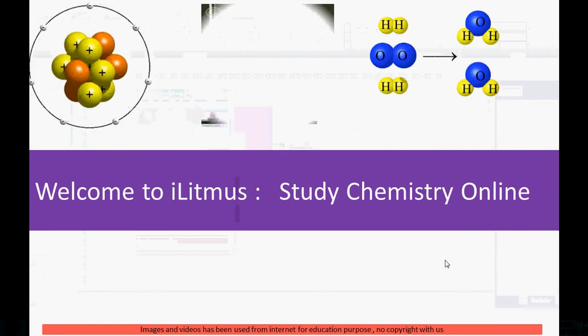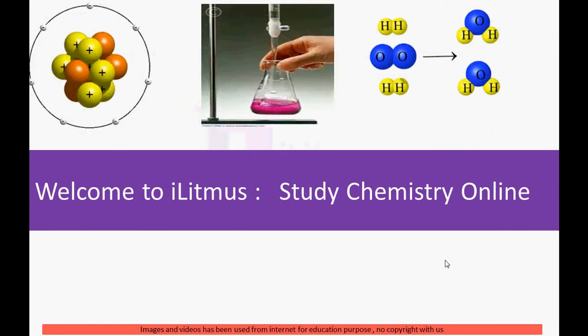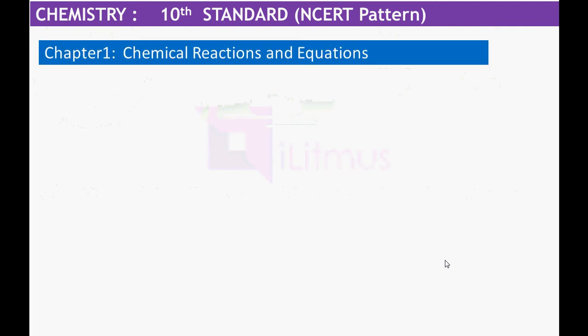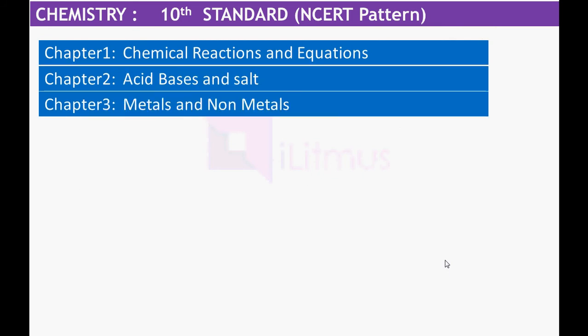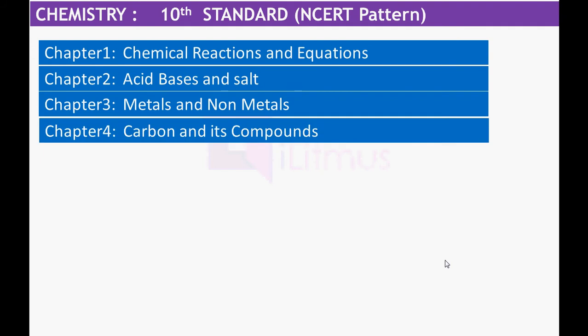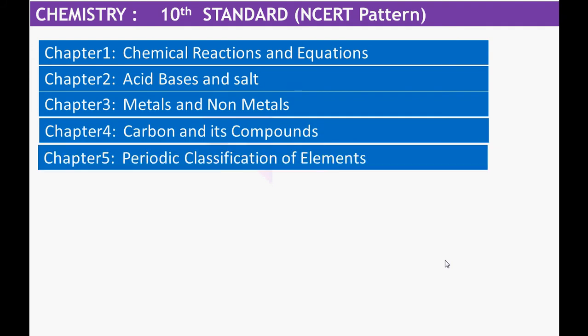Today we are going to start 10th Standard Chemistry NCERT pattern. So let's look into your chapters. First one is chemical reactions and equations, then acid, bases and salt, metals and non-metals. Fourth one is carbon and its compound. Fifth one is periodic classification of elements.